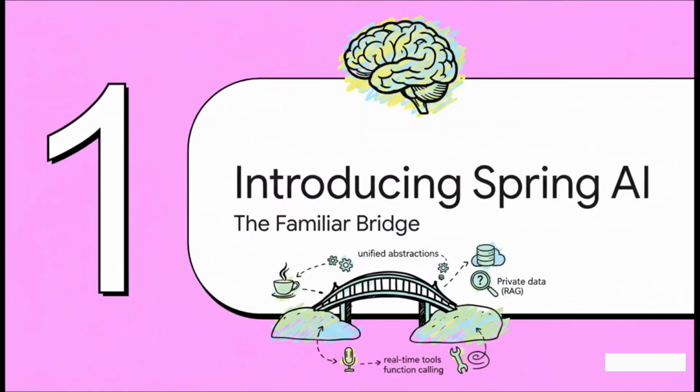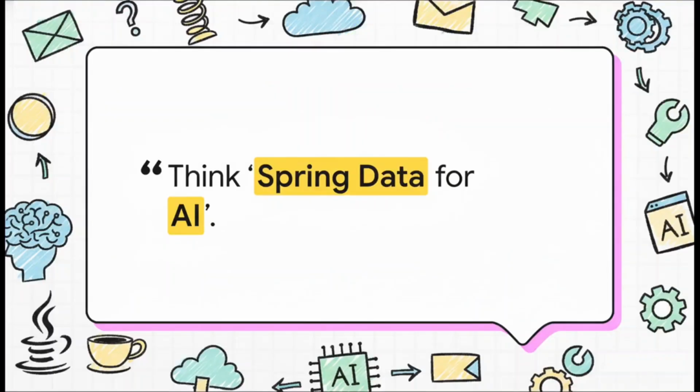Meet Spring AI. This is really the hero of our story today, and it's designed to feel like a completely natural extension of the Spring ecosystem that you already know and, let's be honest, probably love. And honestly, this is the best way to think about it. If you've ever used Spring Data to switch from, say, a PostgreSQL database to MySQL without changing a single line of your repository code, well, you're already halfway to understanding the magic of Spring AI. It brings that same incredible level of abstraction to the wild world of AI.